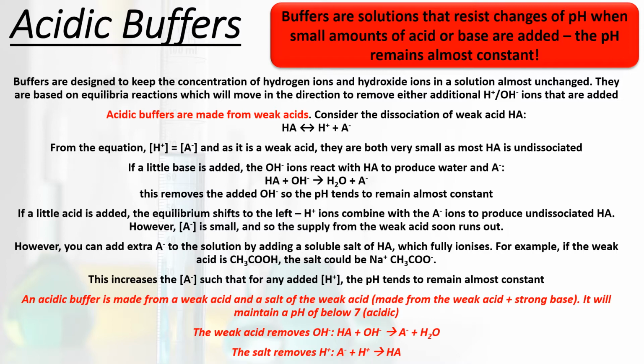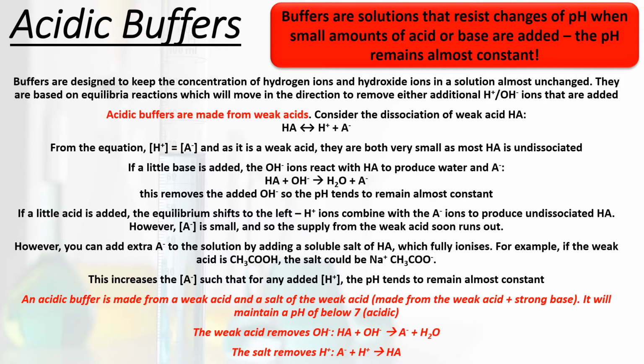On the other hand, if we add a little acid, the equilibrium will now shift to the left. The H+ ions will combine with the A- ions. We use Le Chatelier's principle. We've added more acid. The equilibrium wants to oppose that change by reacting more of those H+ ions with the A- ions. Equilibrium shifts to the left. This produces more undissociated HA.